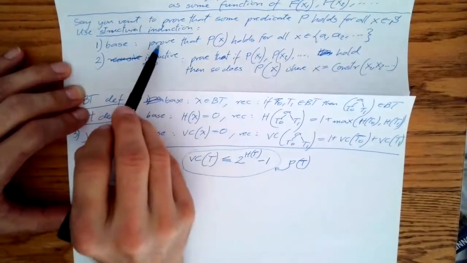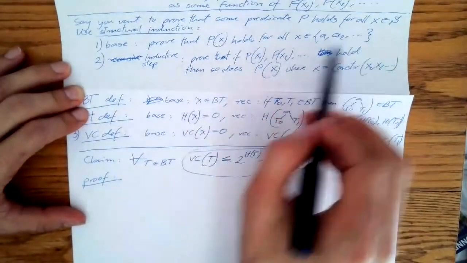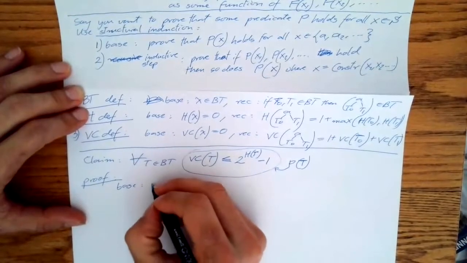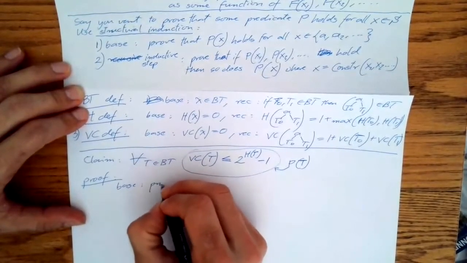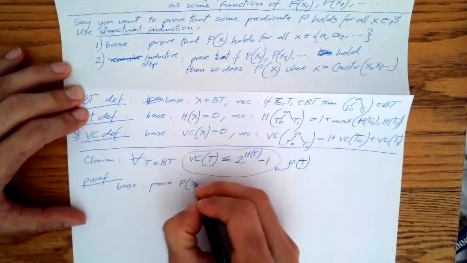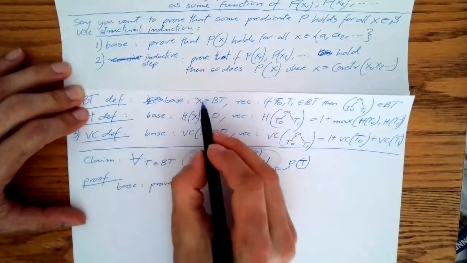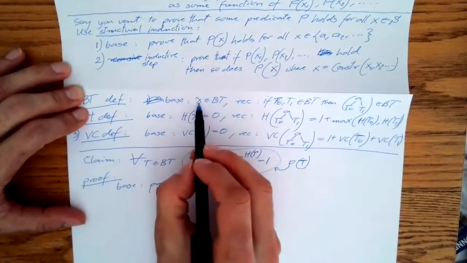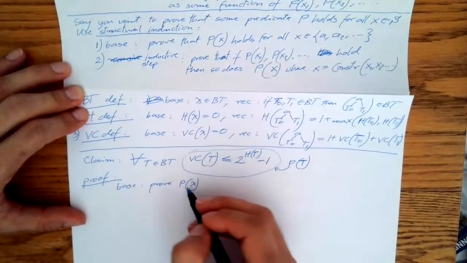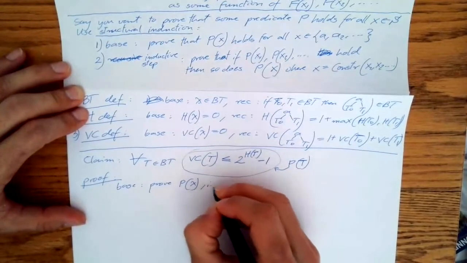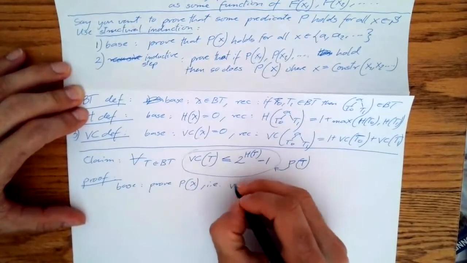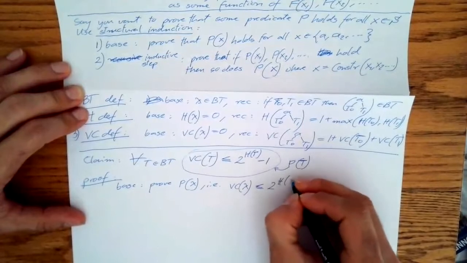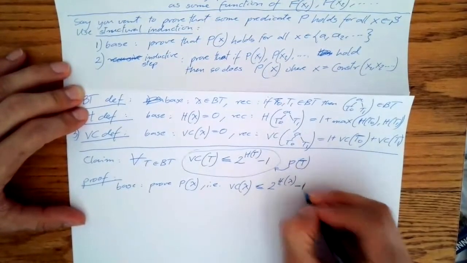Okay, first I have to prove that it holds for all base case elements, but I'm lucky there because I basically have to prove that P holds on an empty tree, because that is my only base case, right? So let's see what this says. It says, i.e., that the vertex count on an empty tree is upper bounded by 2 to the height of an empty tree minus 1.